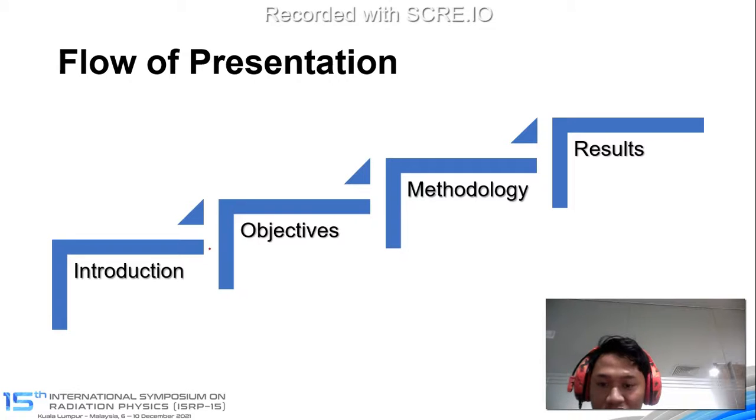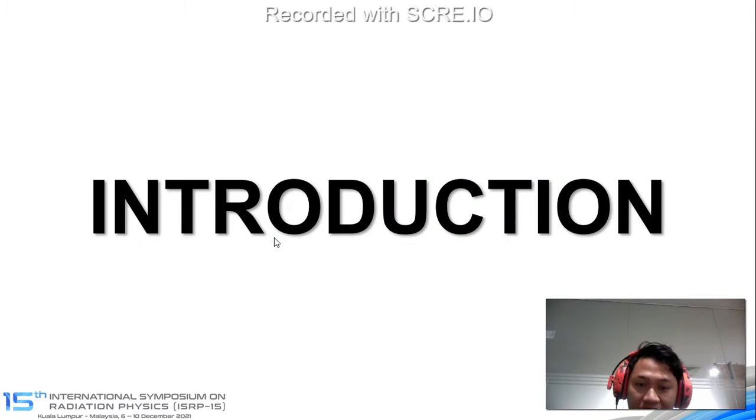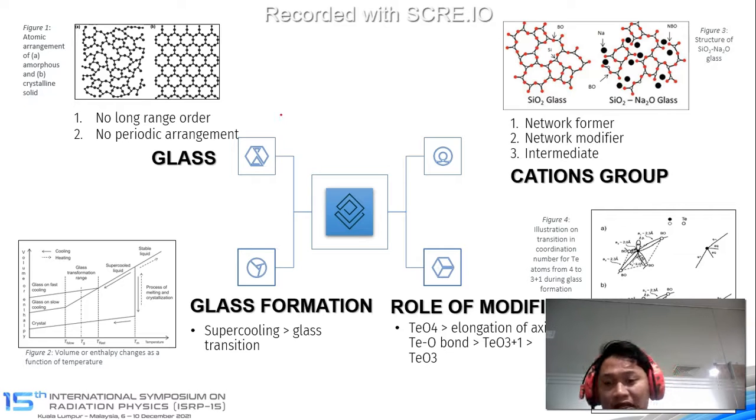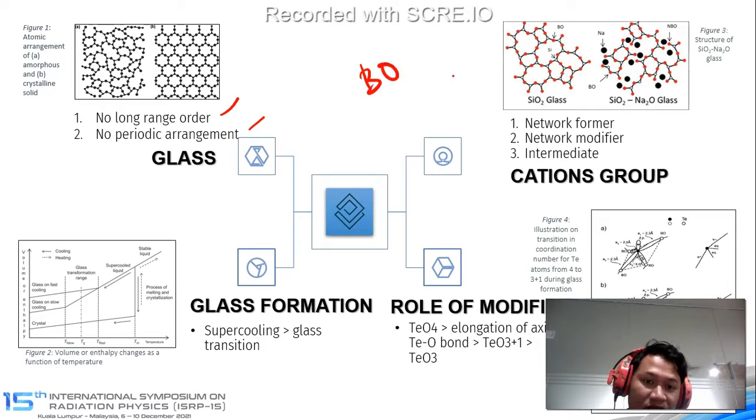First, we will go to the introduction, and then the objective, methodology, and last will be the result. For the introduction, the glass system has two common characteristics. First is no long range order and no periodic arrangement. And specifically for oxide glass, they have network modifier, network former, and intermediate, and we have the structural glass with those two units. First is the bridging oxygen unit, and second is the non-bridging oxygen unit.